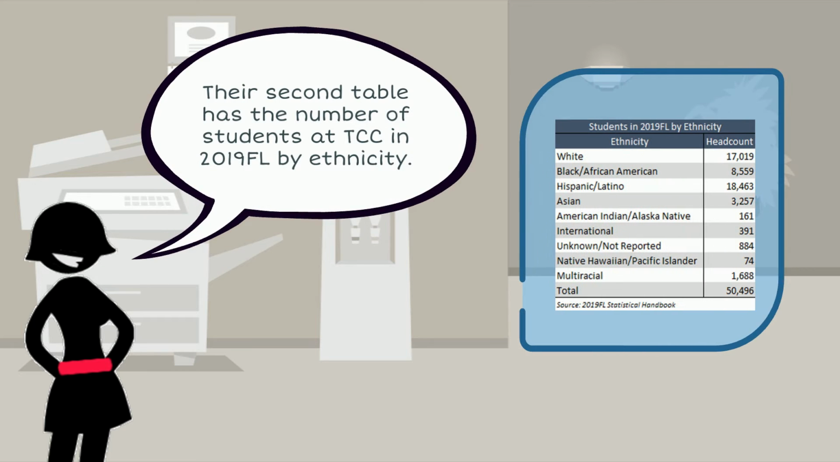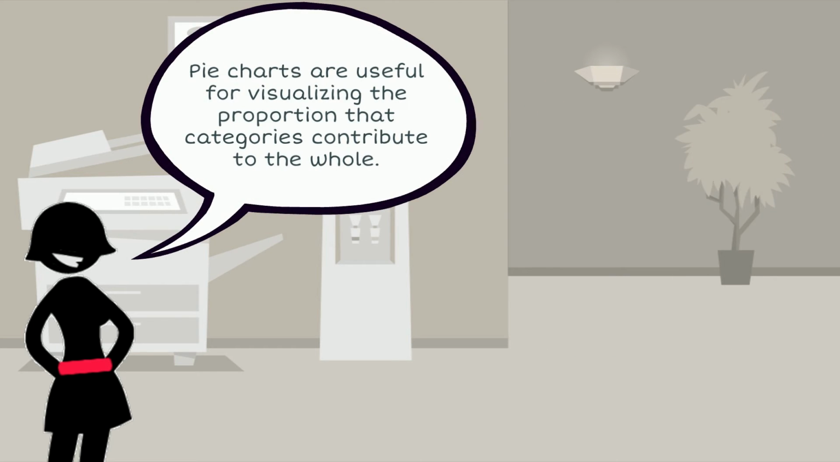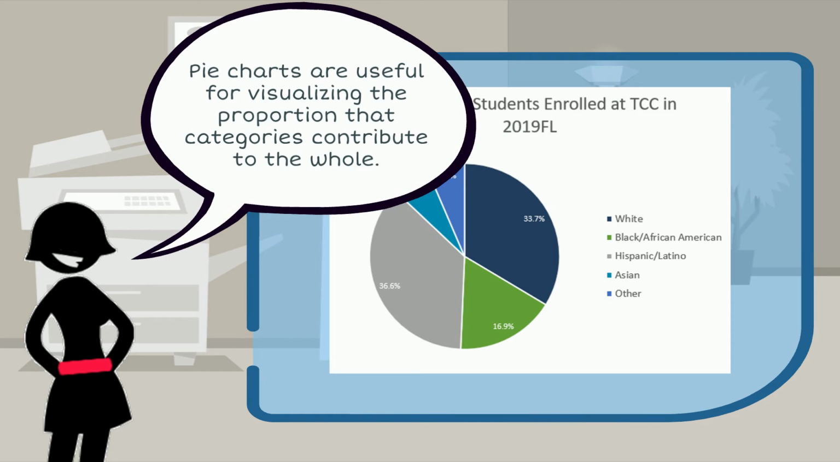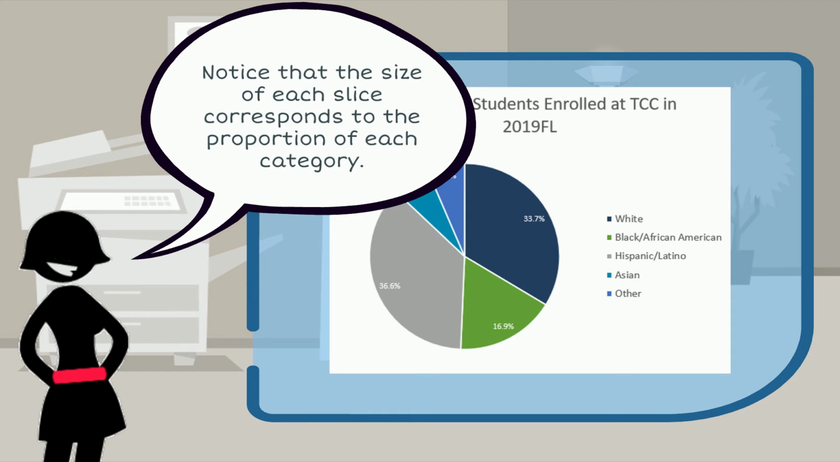The second table has the number of students at TCC in 2019 fall by ethnicity. Pie charts are useful for visualizing the proportion that categories contribute to the whole. Notice that the size of each slice corresponds to the proportion of each category.